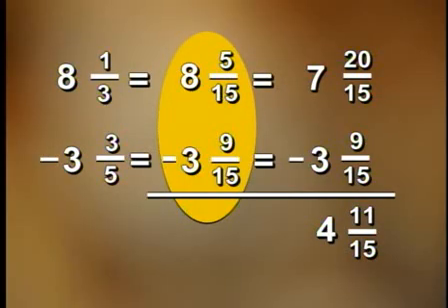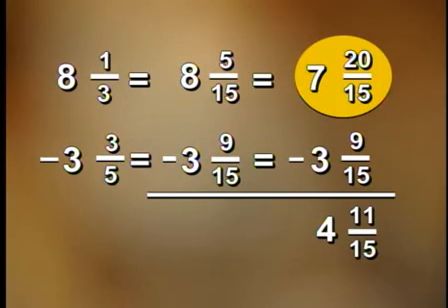We have 8 and 5/15 minus 3 and 9/15. I'm sorry, 3 and 9/15. And we borrowed. We actually borrow 1 from the 8, making it 7. And then we change the 1 whole into 15/15.